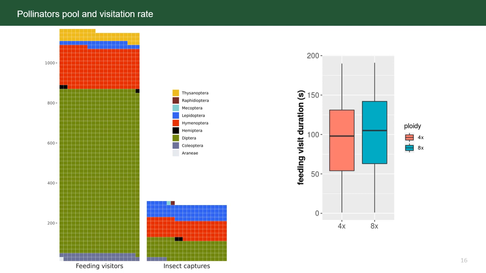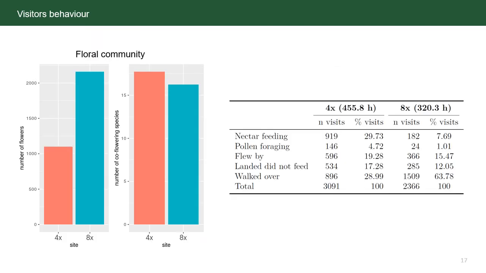What we were also able to see is that the duration of the visits, of the feeding visits specifically, was slightly longer for the octoploids. If you remember, the octoploids also had more tubular florets. So there is a correlation between the number of florets in an inflorescence and the time a pollinator spends on the inflorescence itself. Finally, we noticed that the proportion of feeding visits was much lower in the octoploids than in the tetraploids. You can see this on the table, in which the octoploids received together around 8% of feeding visits compared to the 34% of the tetraploids.